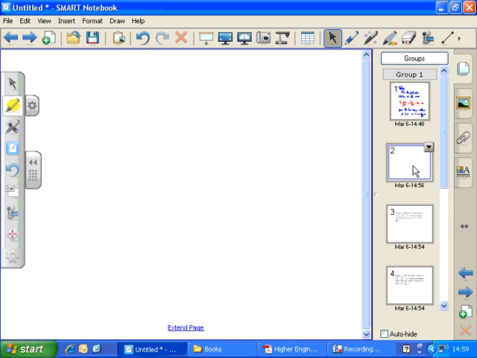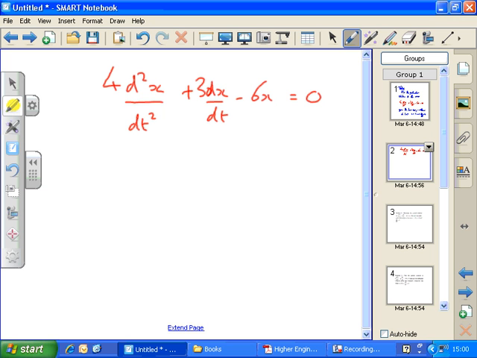So we've got 4 d2x by dt squared plus 3 dx by dt minus 6x equals 0. That's our differential equation.